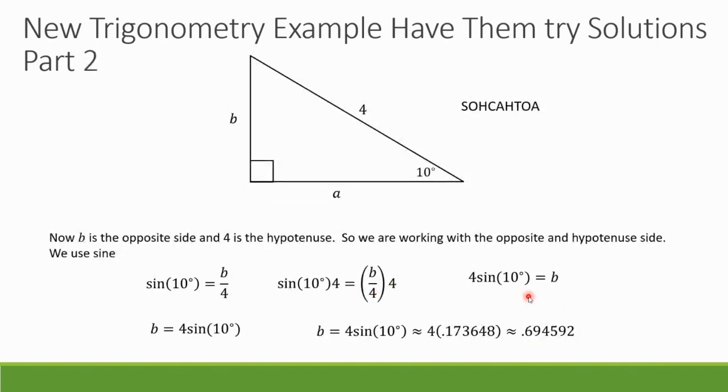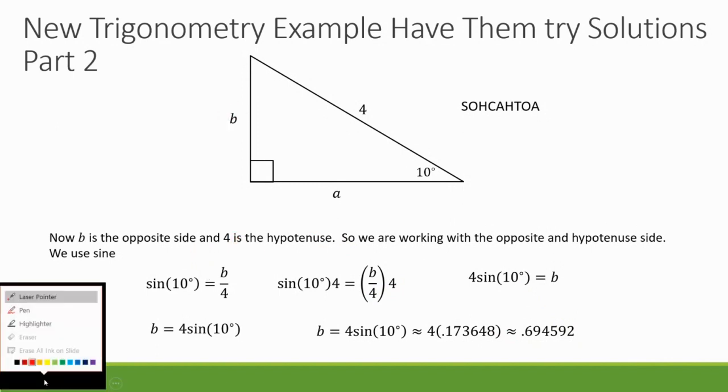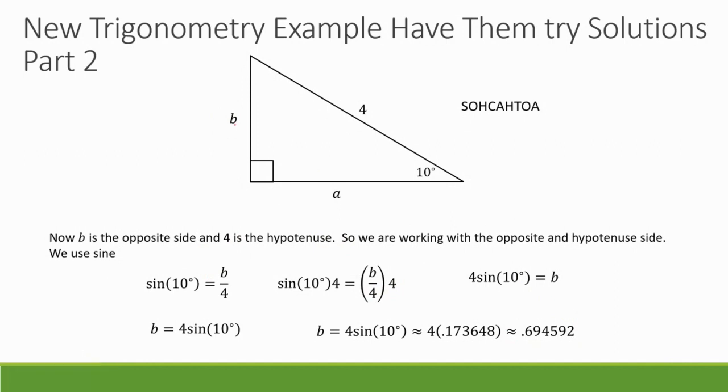Now for B, the opposite side, you have to use sine. How do we know that? Let me show you. We know B is the opposite side, and we have the hypotenuse. So we have opposite and hypotenuse, O and H. That gives us sine. Since we have opposite and hypotenuse, we need to use sine.